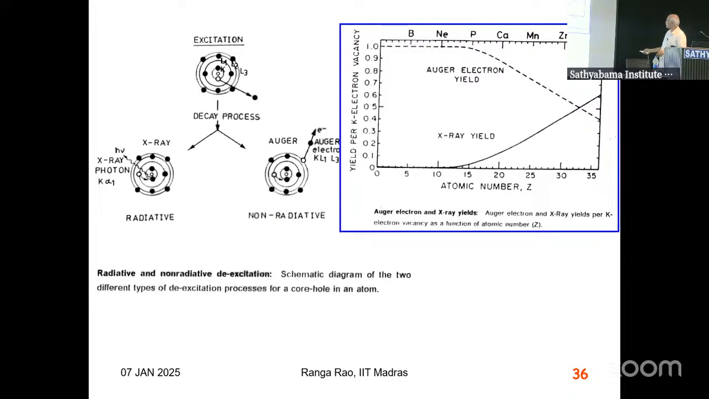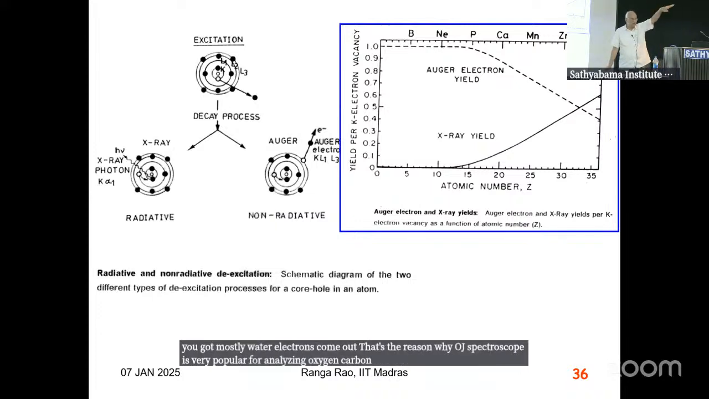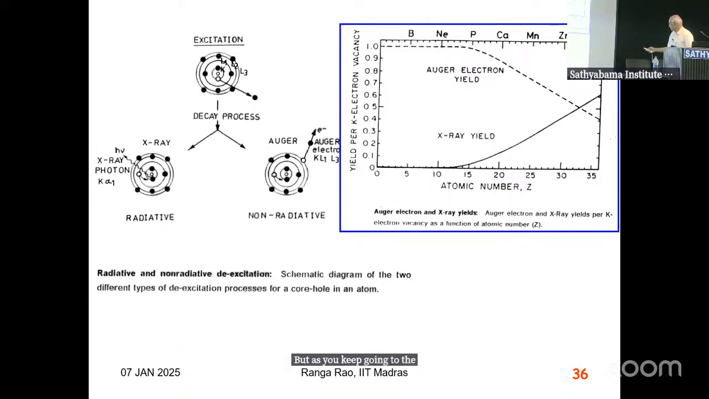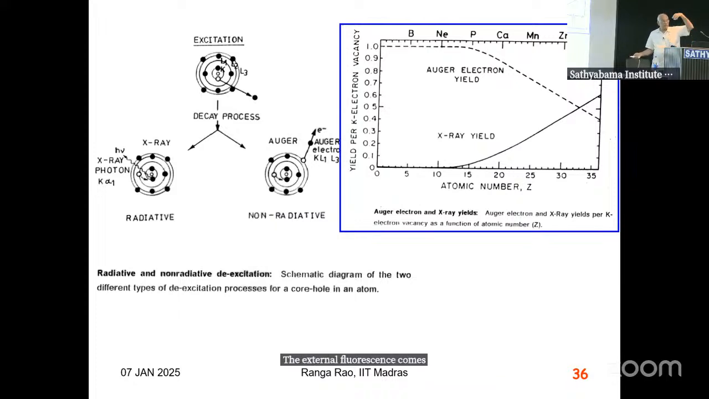But one interesting thing is, when the atomic number is low, for example less than 15, the X-ray yield is very low, but mostly Auger electrons come out. That's the reason why Auger spectroscopy is very popular for analyzing oxygen, carbon, these low atomic number elements. But as you keep going to higher atomic number, the Auger intensity comes down and X-ray yield goes up. X-ray fluorescence is more for higher atomic number elements. Okay, so that is something experimentally established.